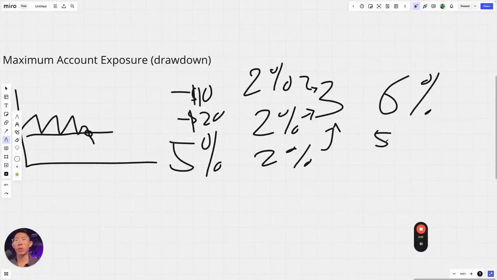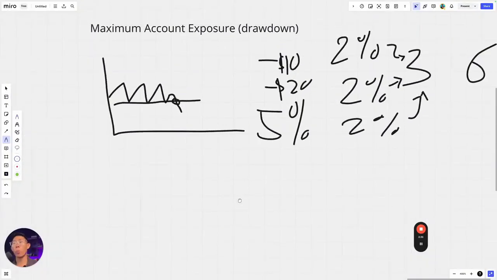If it's a little bit confusing for you guys, let me simplify it even further. Basically, drawdown right here, just remember, the maximum is 5%. That's the maximum. And if you know that you're going to risk 2% on each trade, you shouldn't have more than 2 trades open inside your account.